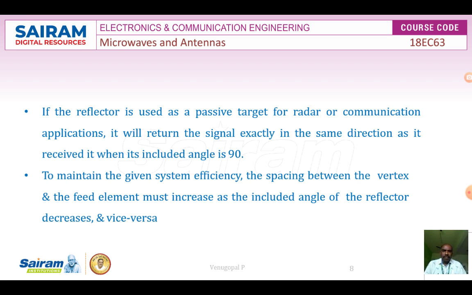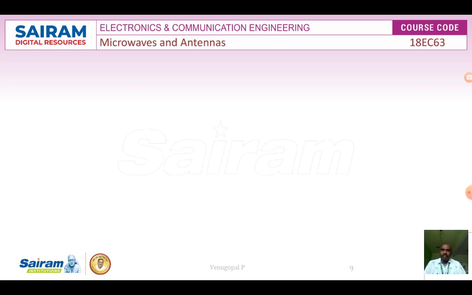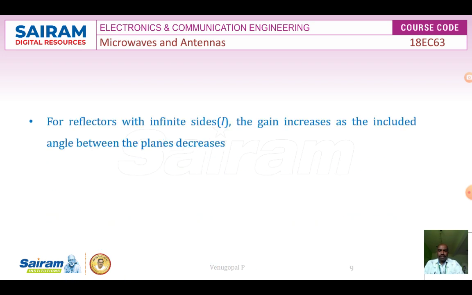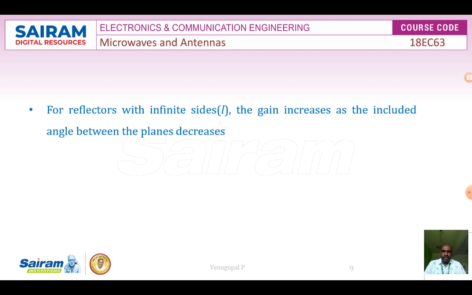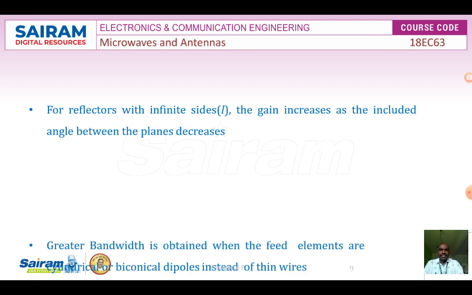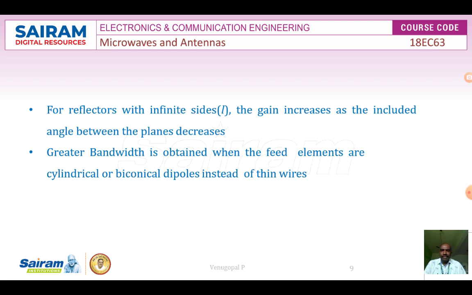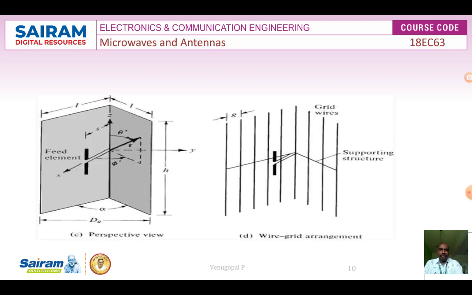To maintain the given system efficiency, the spacing between the vertex and the feed element must increase as the included angle of the reflector decreases, and vice versa. So next you are observing the reflectors with infinite sides, where the gain increases as the included angle between the planes increases. Bandwidth is high when the feed elements are cylindrical or biconical dipoles instead of thin wires. The perspective view and wire grid arrangement for the corner reflector antenna are also shown in figures C and D.